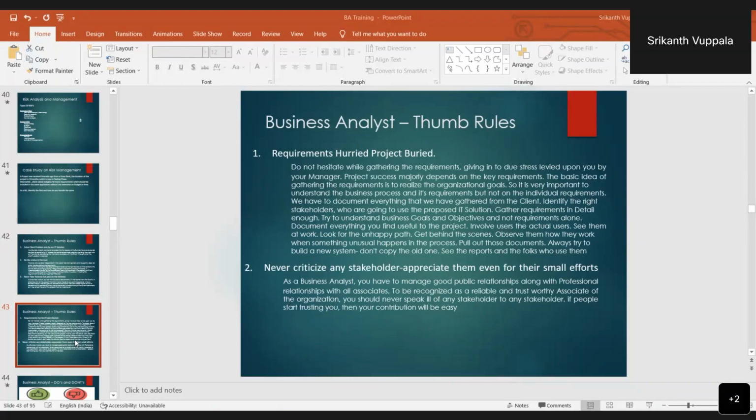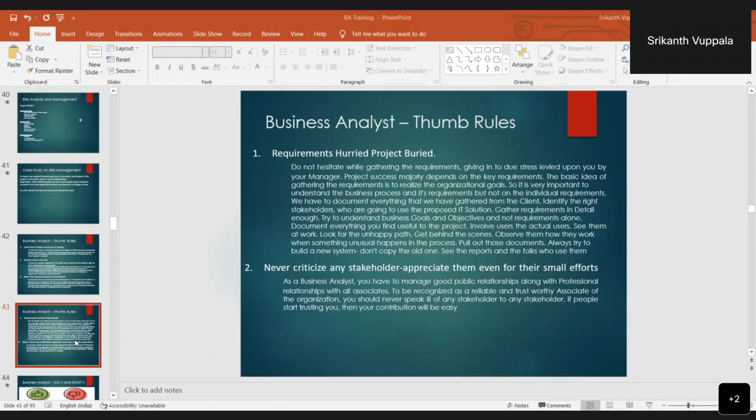This is very important. As a business analyst, you have to manage good public relationships, doing professional relationships with all associates to be recognized as a reliable and trustworthy associate of that organization. Should never speak ill of any stakeholder to any stakeholder. If people start trusting you, then your contribution will be easy.